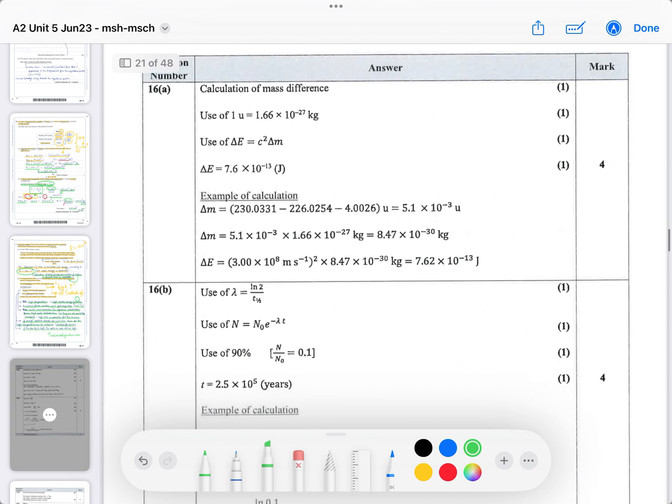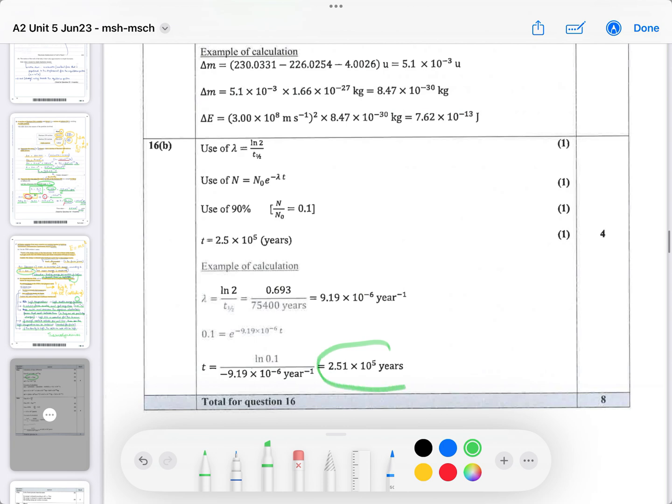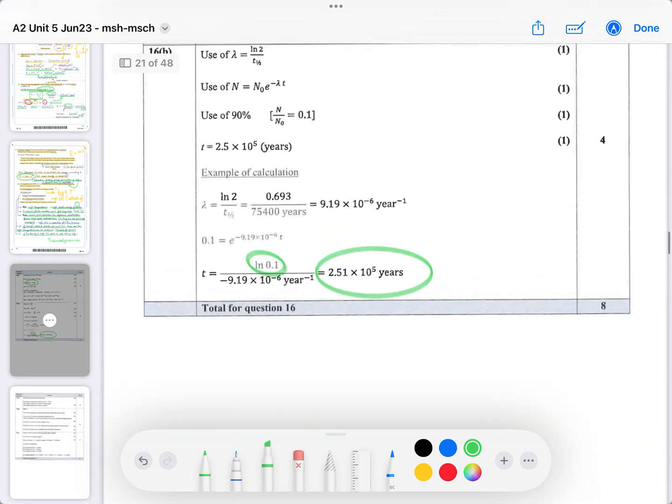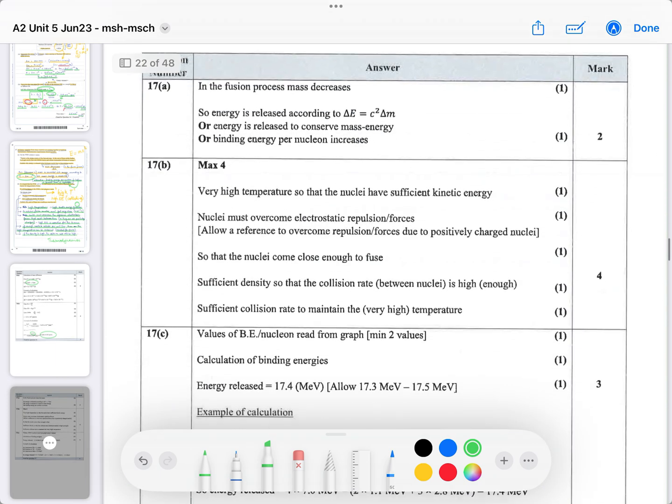So there's 16A. Yeah, mass defect. And there's the radioactivity question. Working out the time taken. So when you're doing this, look up what ln's 0.1 is on your calculator. You'll see it's a minus number. And part C. Oh, did we not have a part C then? Oh, it's question 17, isn't it? Okay, it's not the continuation.